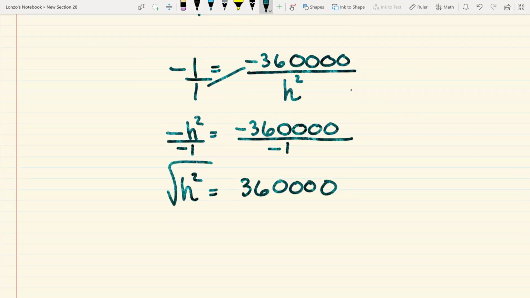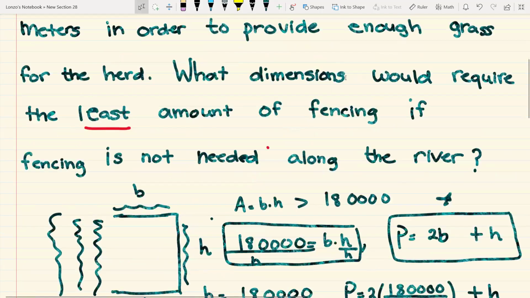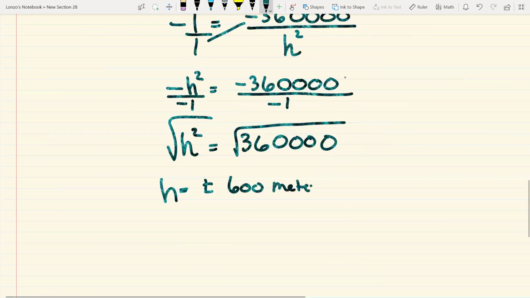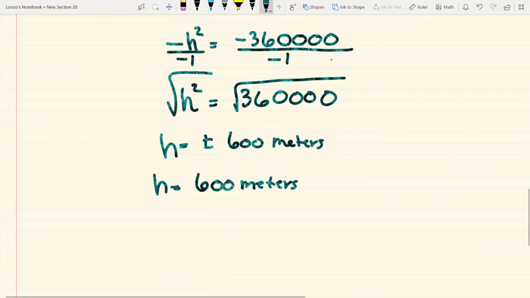And then when you take the square root, you get exactly plus or minus 600. I think we are in meters. 600 meters. But it just wouldn't make sense to use a minus because you can't have a height that's negative, right? So I think we'll just use the positive 600 meters. Okay, so hopefully this height will give you a minimum, right? Because we want the least amount. So we got to verify it.